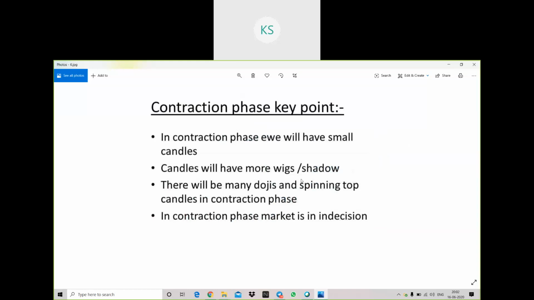These are a few points you can keep in your mind for consolidation. In consolidation you'll get very small body candles. The spelling here is wrong, I tried to mention V here, so ignore this E part. In the contraction phase, we get small candles and the wicks will be quite big compared to the bodies. We'll get good wicks either on the downside or on the upward side. So basically, in the contraction phase, the stock is in indecision mode.